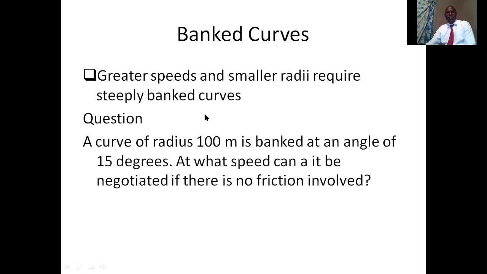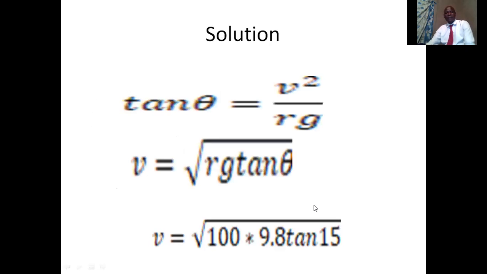Meaning that the angle should increase. So we have another question here, which we thought we would go through, so that we can cement the concepts that we have learned so far. The question goes as follows. A curve of radius 100 meters is banked at an angle of 15 degrees. At what speed can it be negotiated if there is no friction involved?